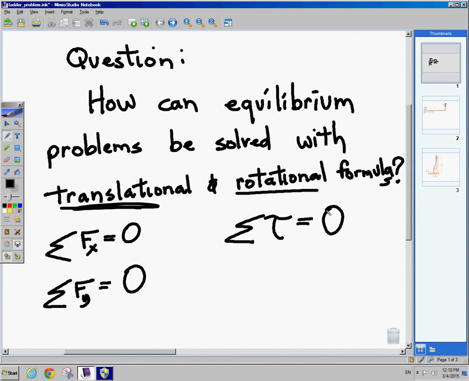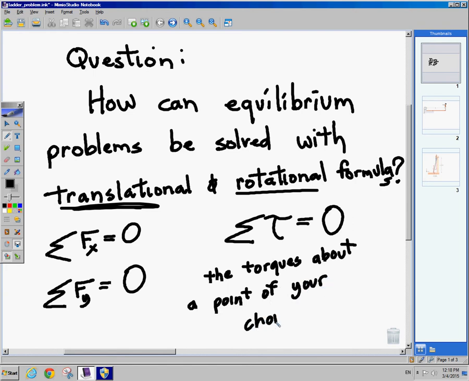And it's very important here that the torques are about a point of your choice. Or another way of saying it is the torque about any point.